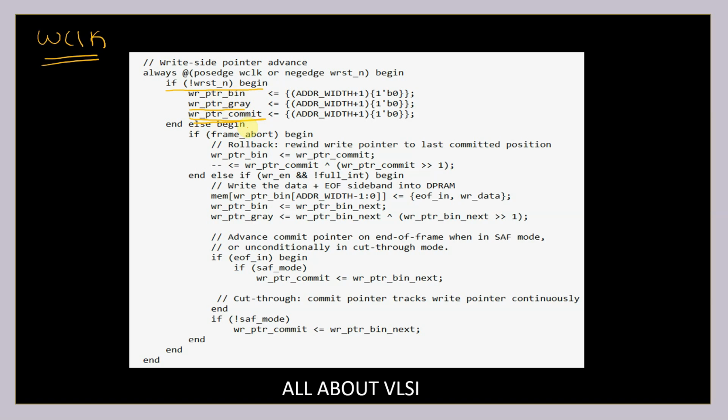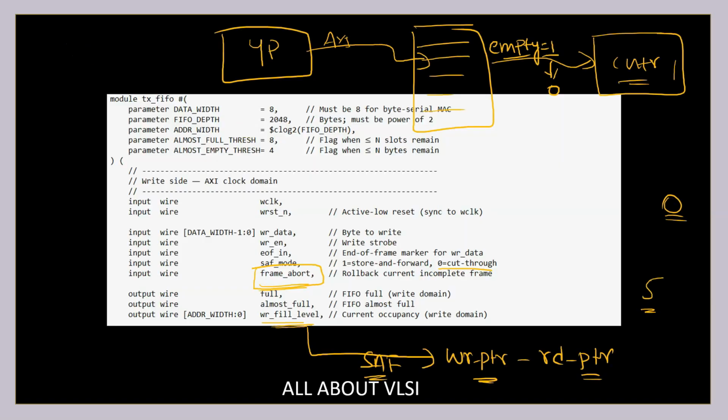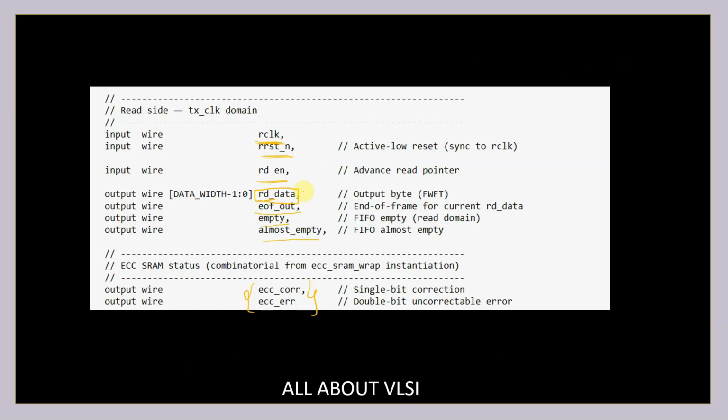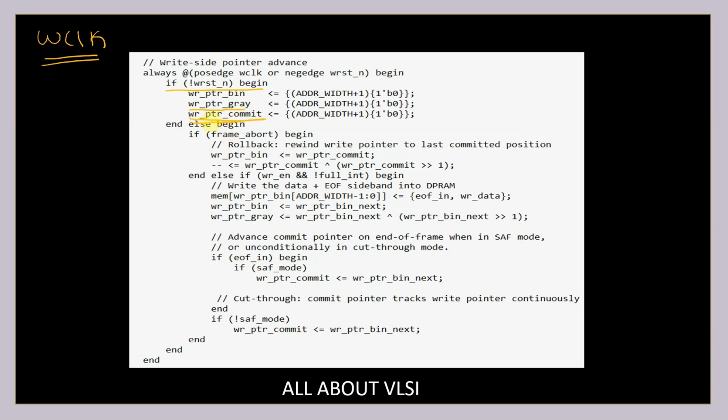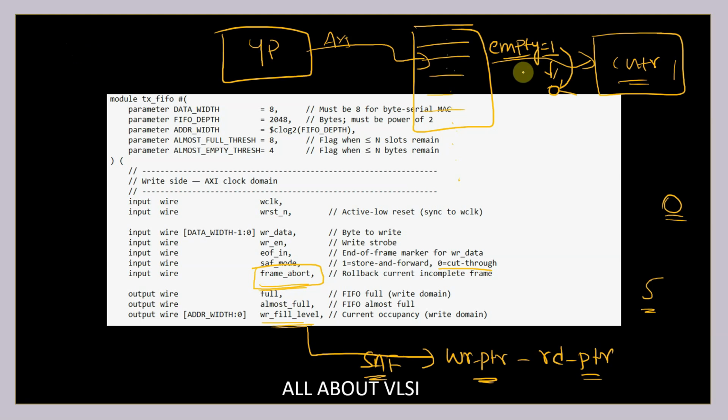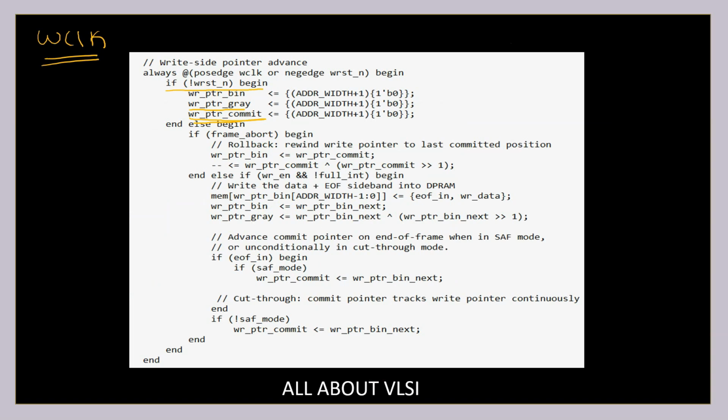Now what do I mean by this write pointer commit? When we were discussing SAF mode, which is store and forward mode, we saw that empty will go from 1 to 0 only if all the locations have been filled. Now, how does the read domain come to know whether all the locations are filled or not? For that we use a signal known as write pointer commit. Using this signal we assert the empty signal from 1 to 0.